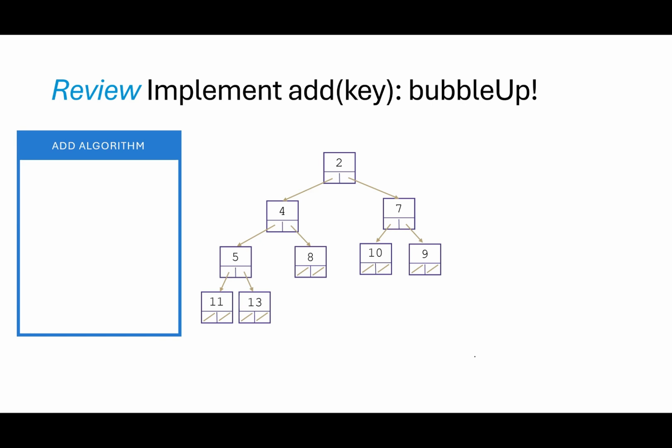Okay, let's talk about the add algorithm. When I'm adding something, suppose I want to add a node. Suppose I want to add 3. Can someone tell me where I add? Can I add here? Can I add here? Can I add 3 here? Yes.